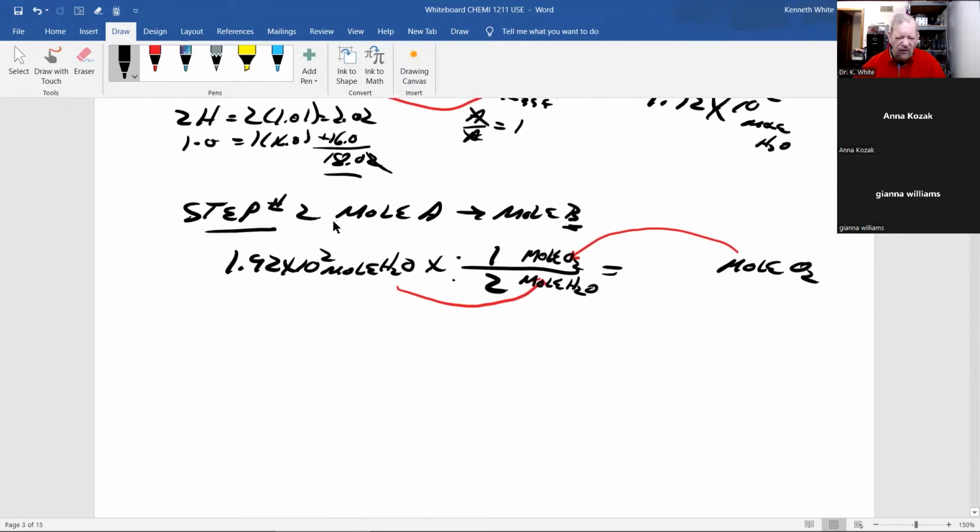And now notice moles of water divided by moles of water, anything divided by itself is the number 1. Ooh, it's on the board already. So that cancels out. I'm left with moles of oxygen, which I want to get to. So now I'll pick up my calculator and divide 1.92 times 10 squared divided by 2. And my calculator gives me this number.